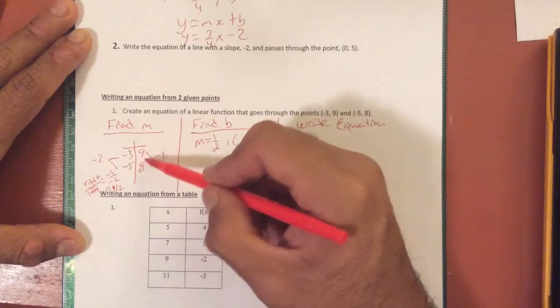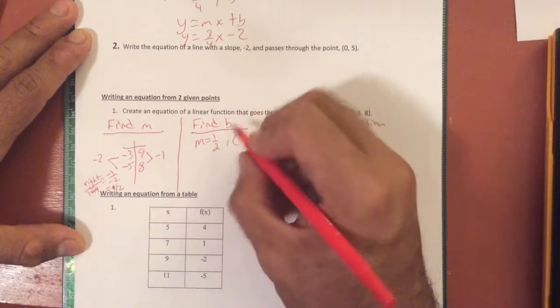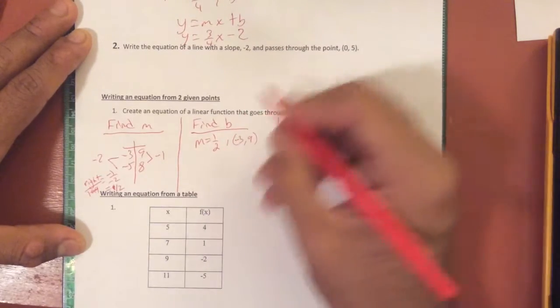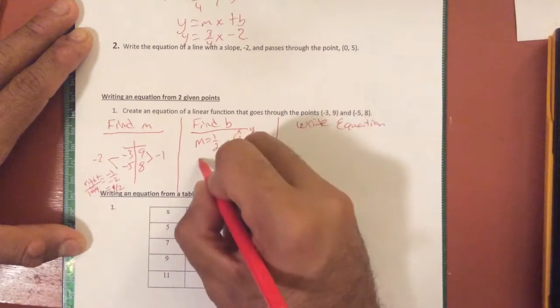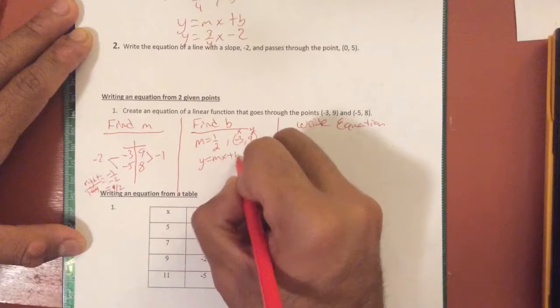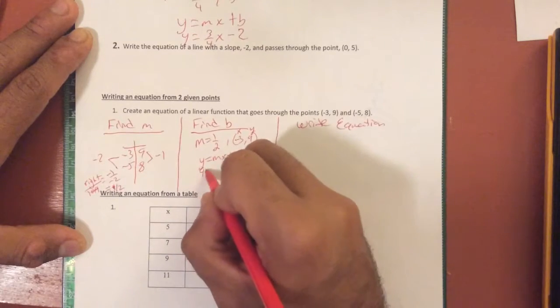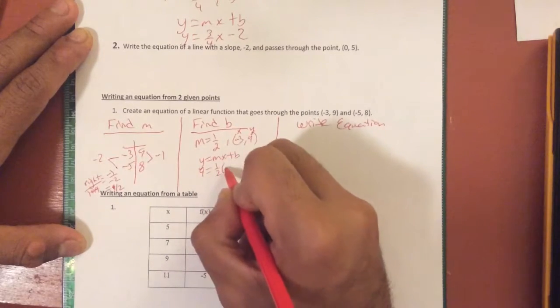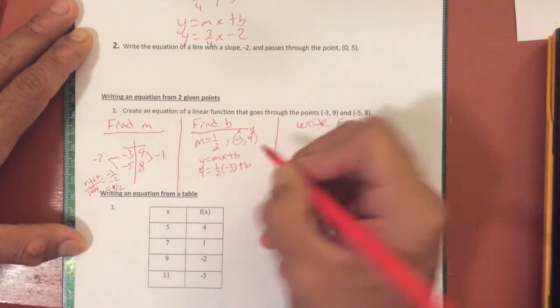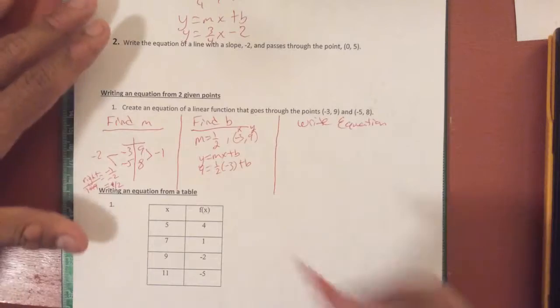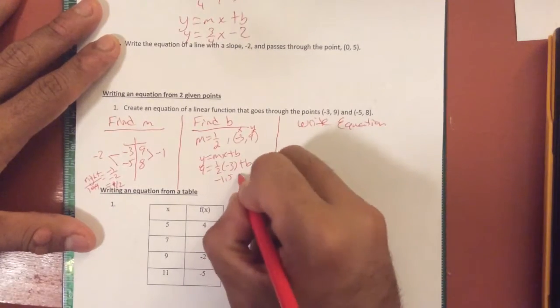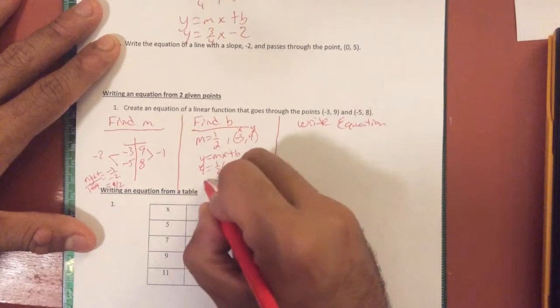Doesn't matter which order pair you use, just choose one. So I'm going to use the first one, -3, 9. And that's your x and that's your y. So using those 3 numbers and your y equals mx plus b, plug them in. So 9 equals 1/2 times -3 plus b. So 1/2 times -3 gives me -1.5 plus b equals 9.